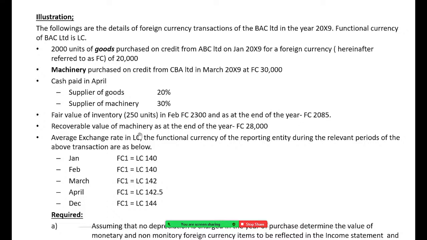So recoverable value of machinery as at end of the year is 28,000. So it earlier 30,000 become 28,000. The average exchange rates are given below.